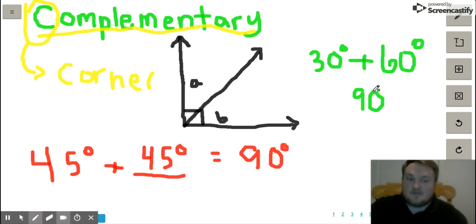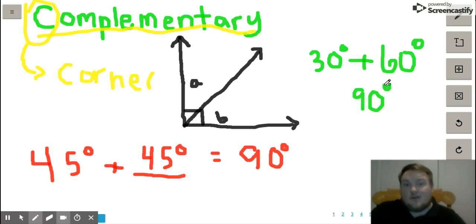Common error that people make is they think that a 90-degree angle alone is complementary. But complementary angles are two angles, not three, not one, but two. They form a corner L shape where they add up to 90 degrees.